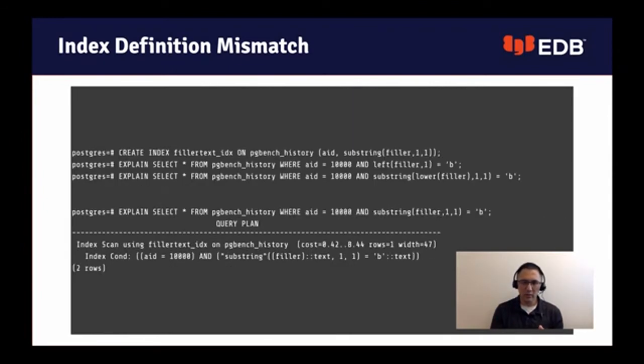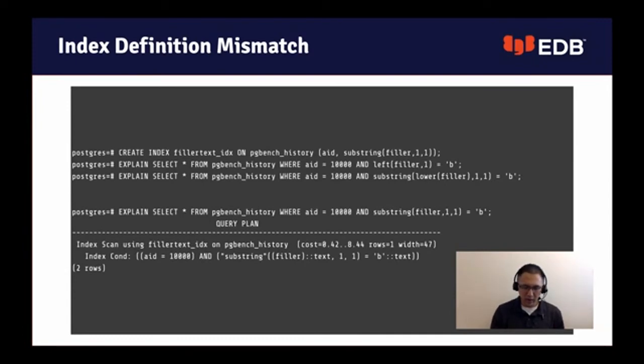Now, finally, here's an example where you write your query and call the columns the exact same way that the index was written. So I say substring filler 1,1 and aid equals 10,000, and there you go, you see the index scan. So if you are wondering why the Postgres query planner is not using a particular index, you might want to look at how you're writing the queries. Maybe the query is not being written in the same way that the index was written, and you would have to make adjustments there.